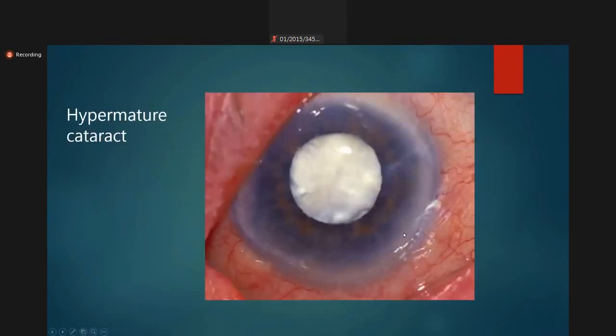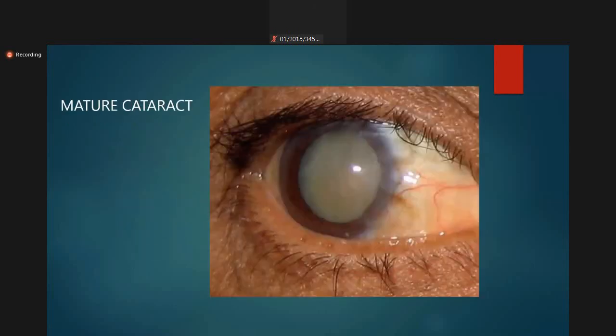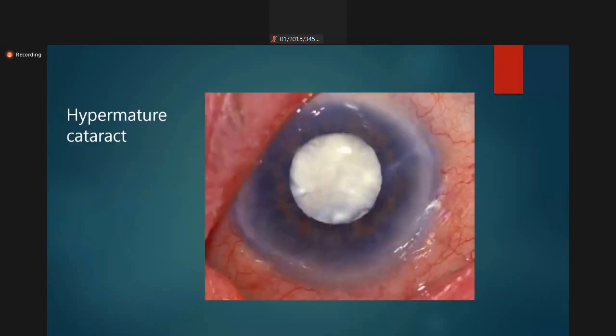This condition is known as hypermature cataract, where there is deposition of white, calcium-like deposits on the capsule. You can see these figures with the help of torch examination: immature cataract, mature cataract, and hypermature cataract.